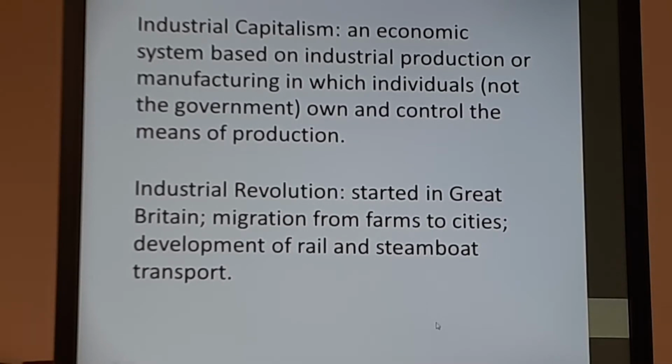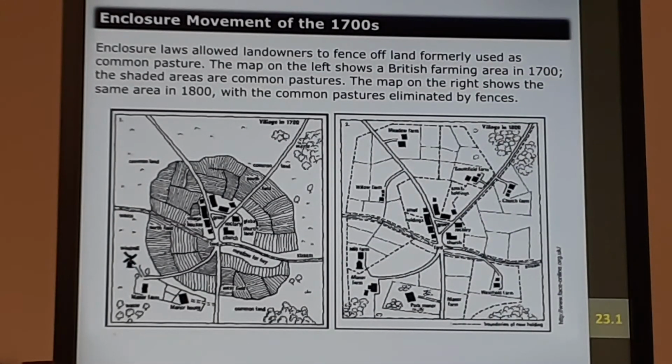The Industrial Revolution, you see that below, right here. It says it started in Great Britain, as I talked about earlier. Migration from farms to cities and the development of rail and steamboat transport. Part of the accompanying impact of the people moving to the cities was the enclosure movement of the 1700s. Enclosure laws allowed landowners to fence off land that was formerly used by peasants for grazing their animals.